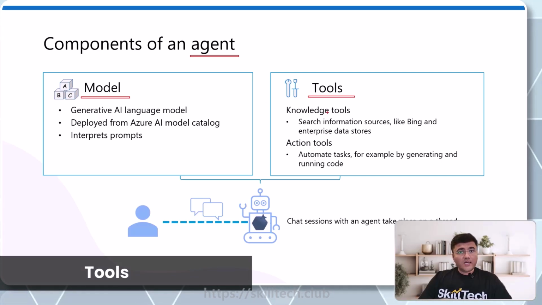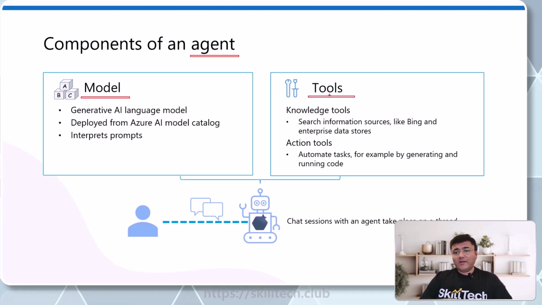Now, we have not seen this thing in depth in this video, but I'm going to show you this thing in the next video. Tools are basically of two different types. Your agent is going to have either a knowledge tool, or maybe an action tool, or maybe it's going to have both of them inside that.